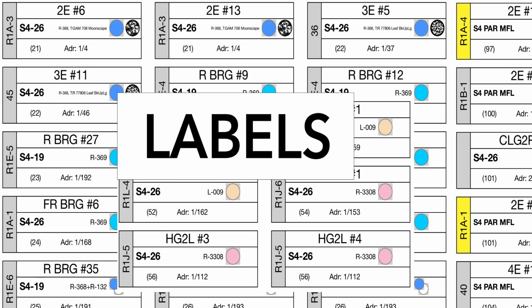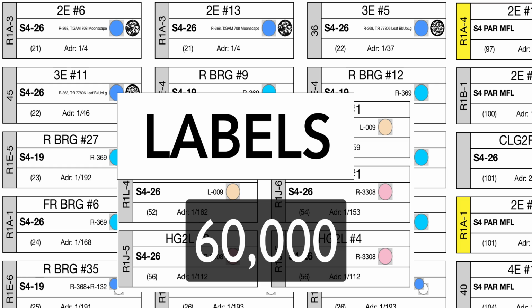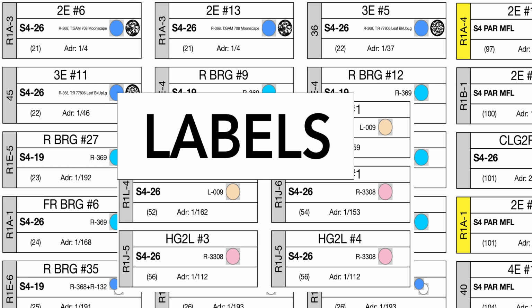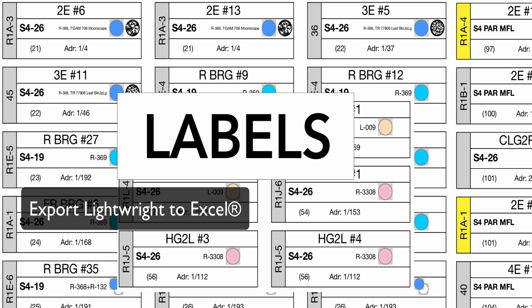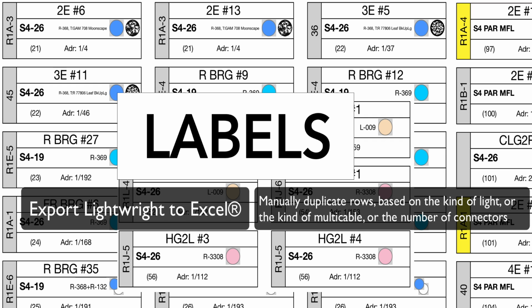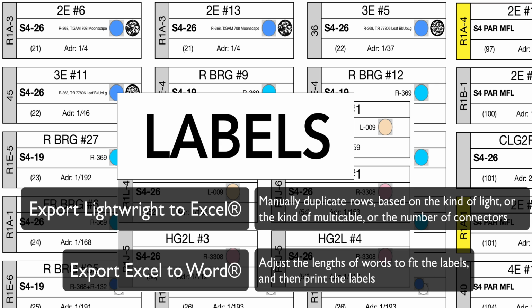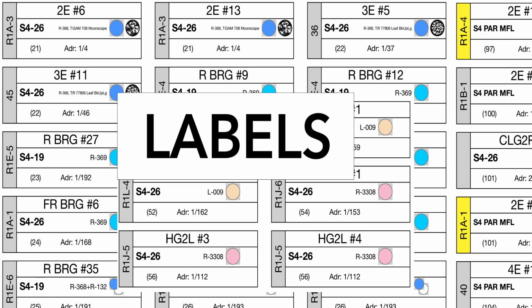Did you know that a busy production electrician can print up to 60,000 labels per year? They label lights, cables, breakouts, power racks. Until now, this involved exporting data from Lightwright into Excel, massaging it, then sending it to Microsoft Word for more massaging, and finally printing. Lightwright 6 makes printing labels quick and easy.